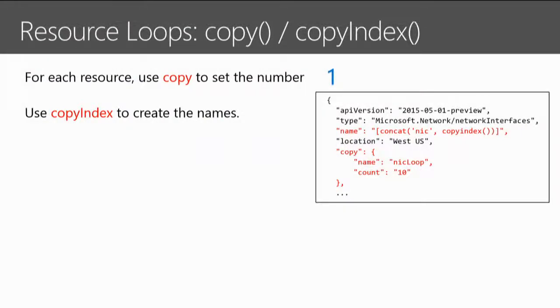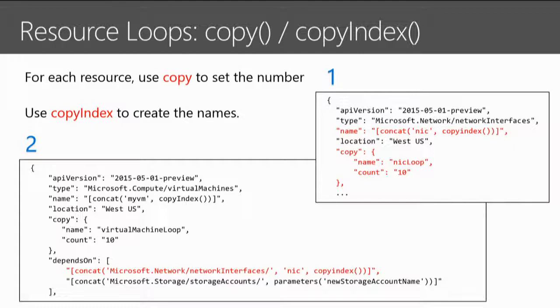For every resource, you use a copy loop to set the number. So in this case, hopefully it's visible at the back, creating 10 NICs. So in the copy loop, you set the count to 10, and for the name, you use copy index to create the name. So it's going to be NIC 0, NIC 1, NIC 2, etc.